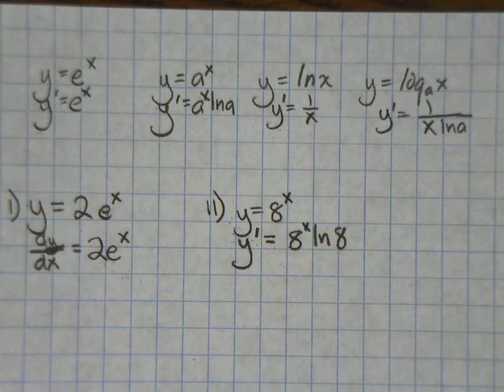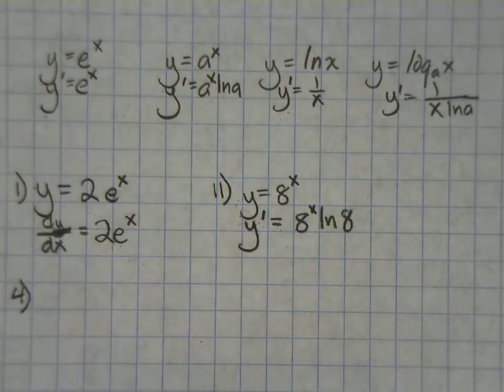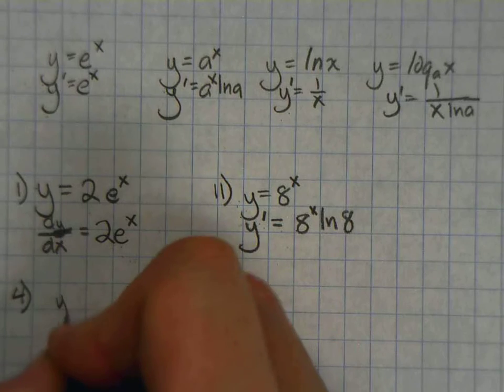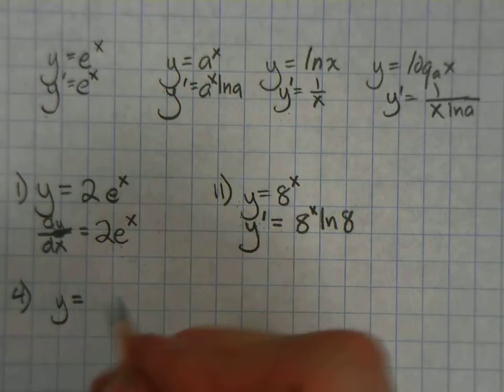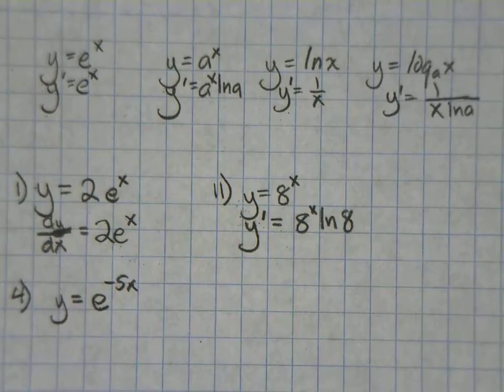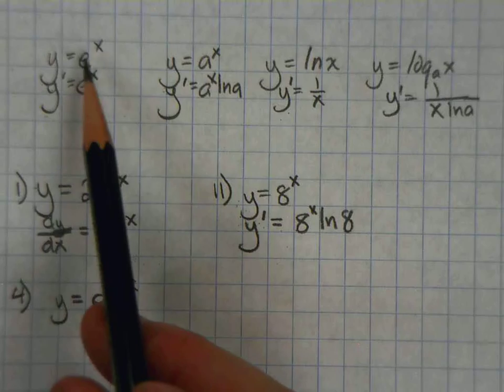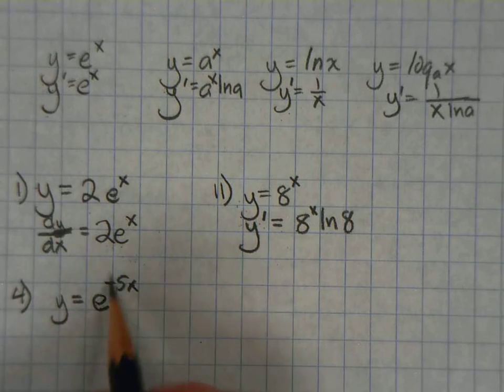Let's see, what next? We're going to jump down. Maybe we should go back a little bit. Let's go to number 4. So number 4 is y is equal to e to the power of negative 5x. So we're using this first rule we proved, the derivative of e to the x, except our input is not plain old x. We're going to be using the chain rule.